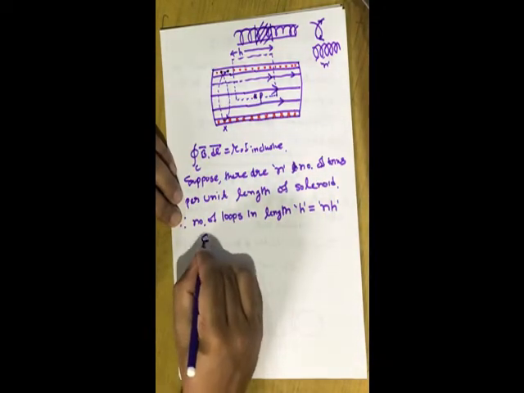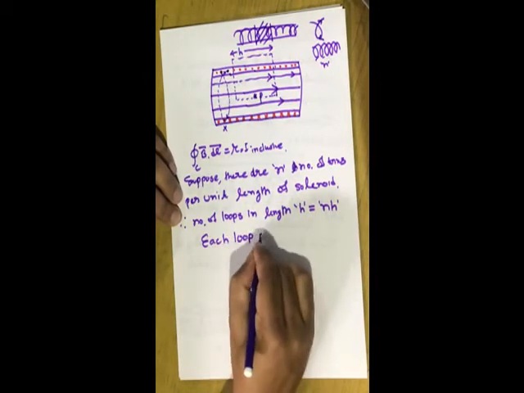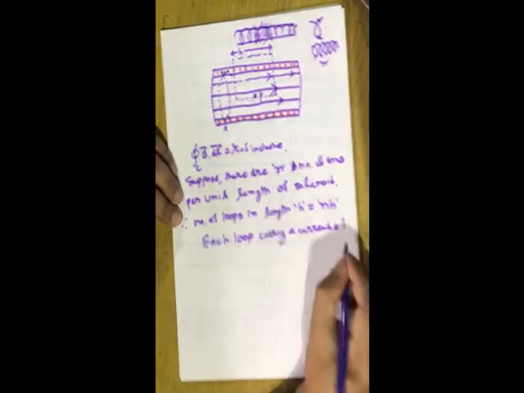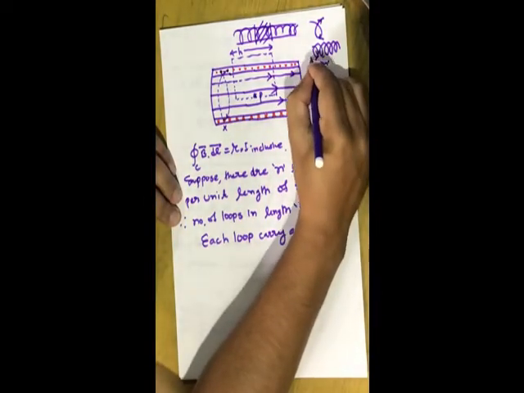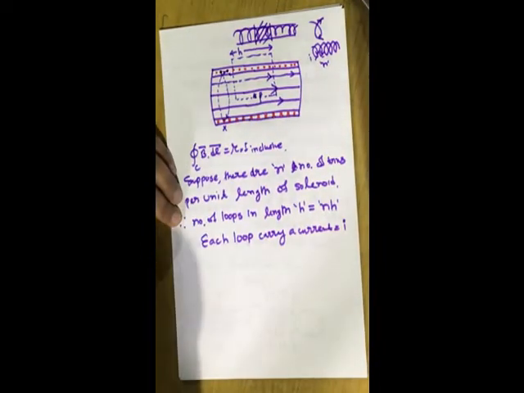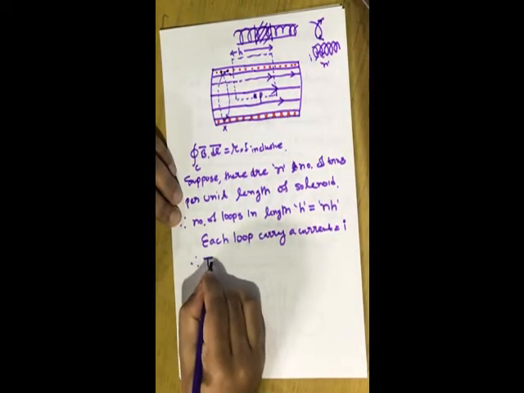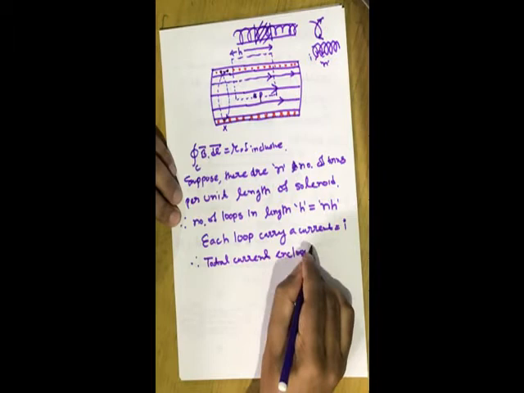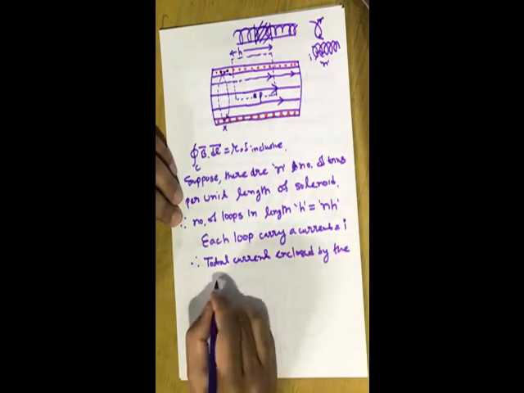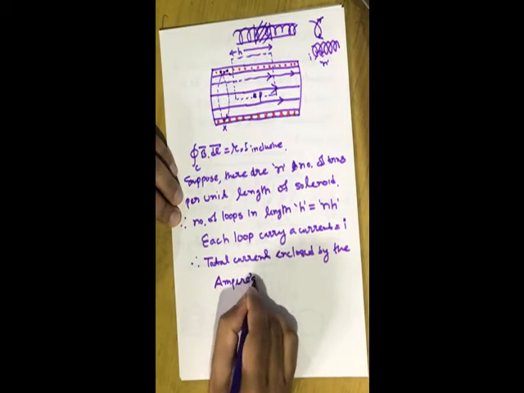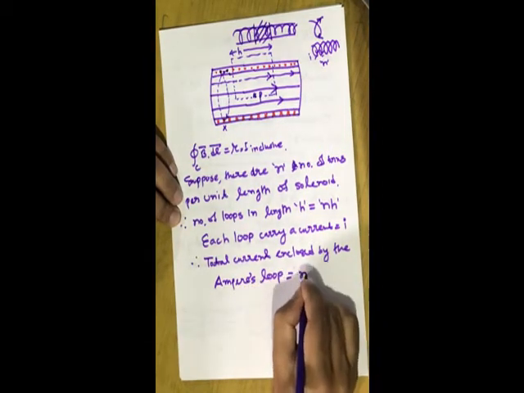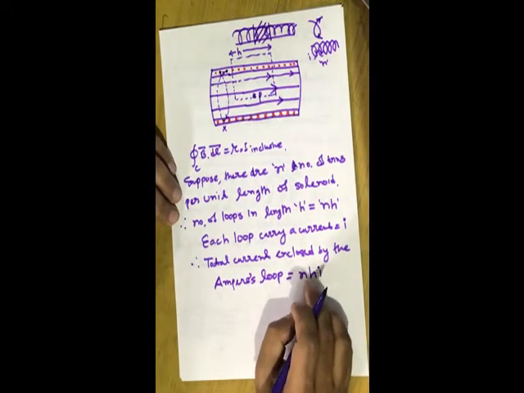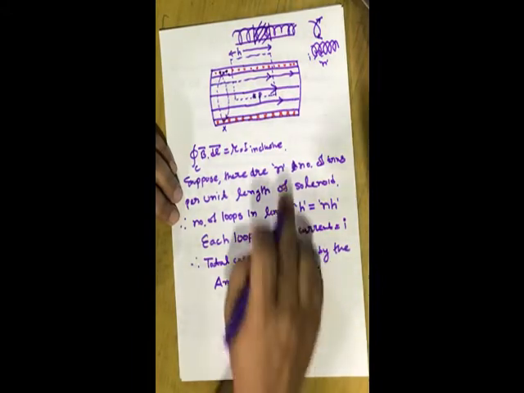Now each loop carries a current I. Because the same current I flows through each loop, the total current enclosed by the Ampere's loop is equal to n h into I. Small n is the number of turns per unit length, h is the length of the solenoid, and I is the current in each loop.